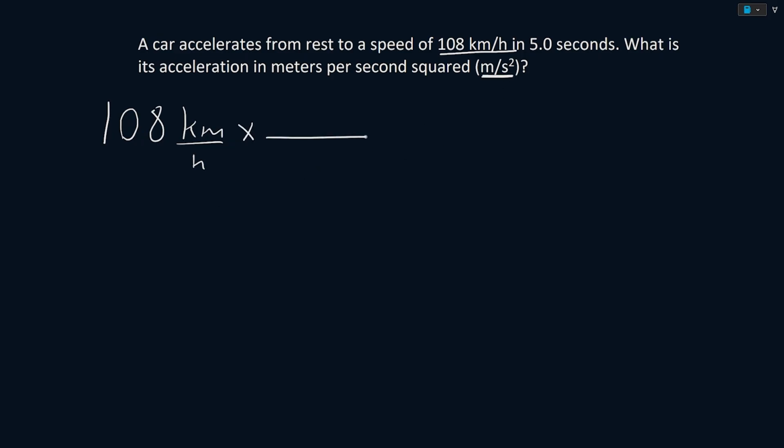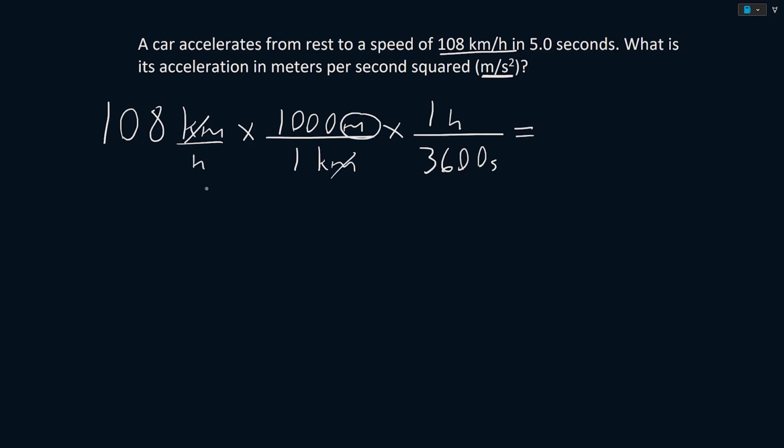First, we're going to convert the kilometers to meters by multiplying by 1,000 meters every 1 kilometer. Here our kilometers will cancel, as one's on top, one's on the bottom. Then we'll convert the hours to seconds, by multiplying by 1 hour is equal to 3,600 seconds. Now solving this, we see that our kilometers cancel and leave us with meters, and our hours will cancel and leave us with seconds. This gives us 30 meters per second.